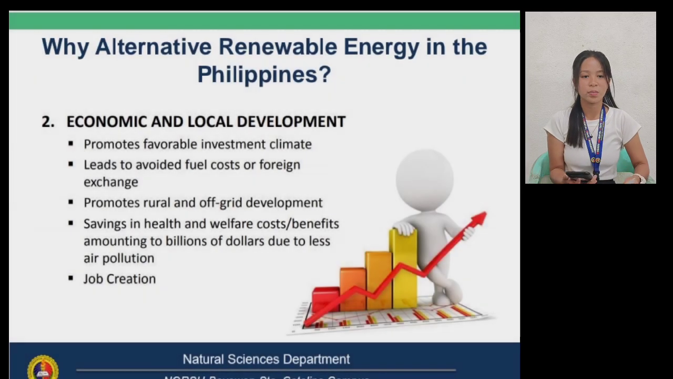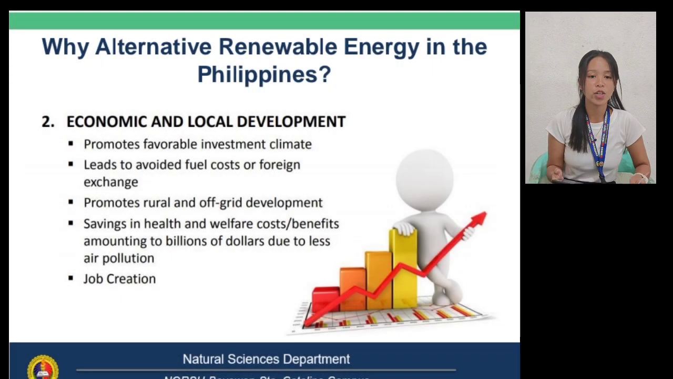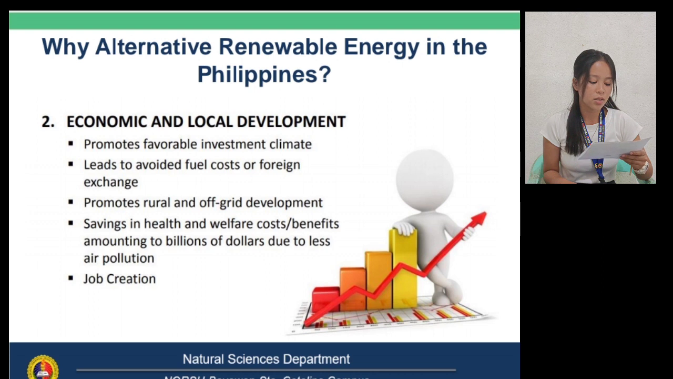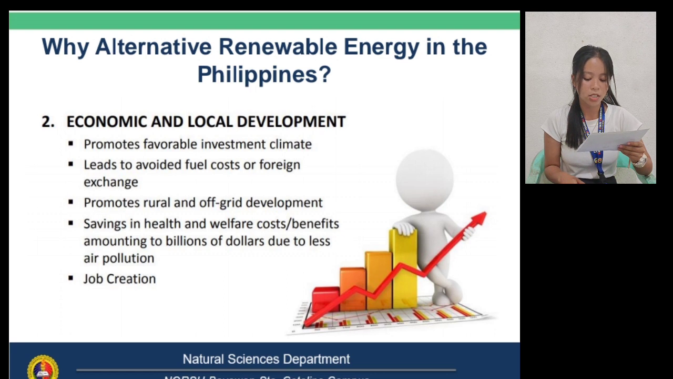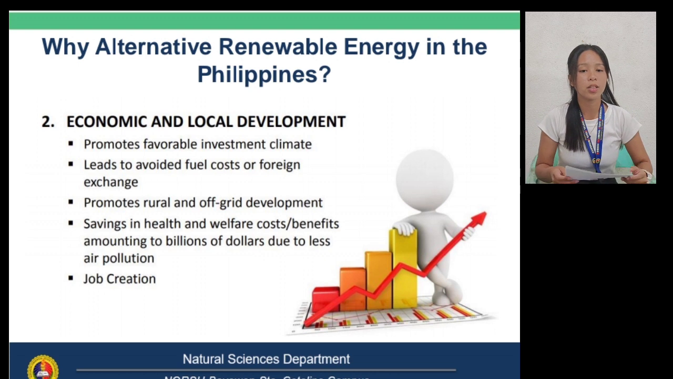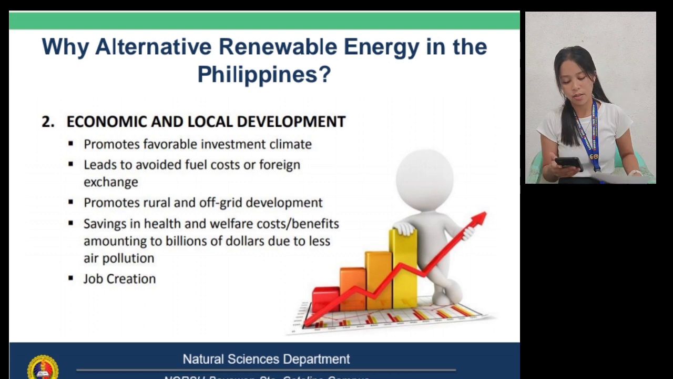Economic and local development. Promote a favorable investment climate. Indicators of a good investment climate in a country include standard good governance practice, availability of basic infrastructure such as roads, electricity and communication, internet or telephone, low level of corruption, market-friendly regulation, and an impartial court system. Then, it leads to avoided fuel cost of foreign exchange.